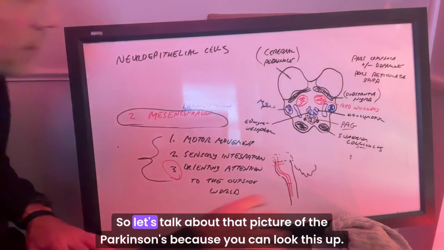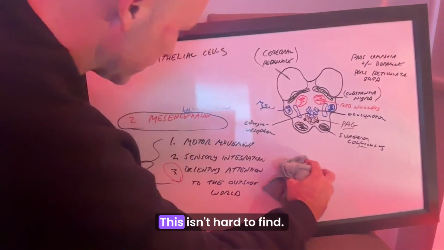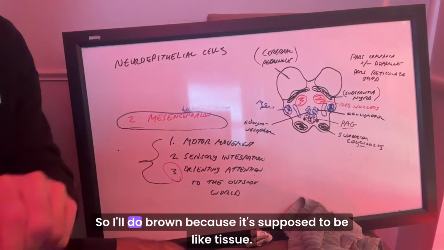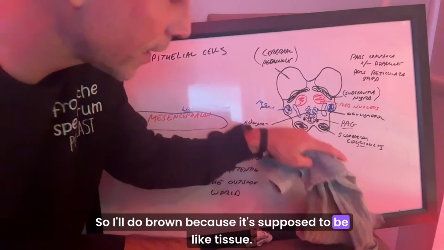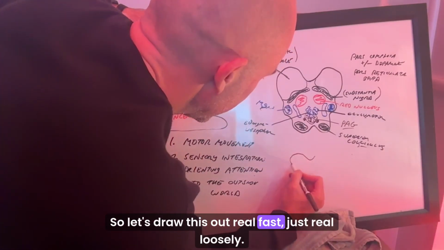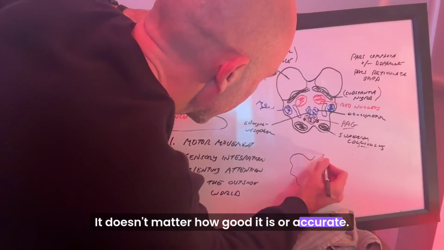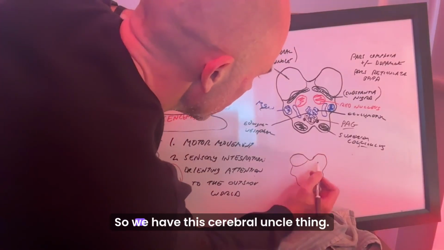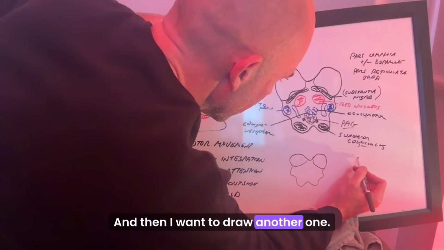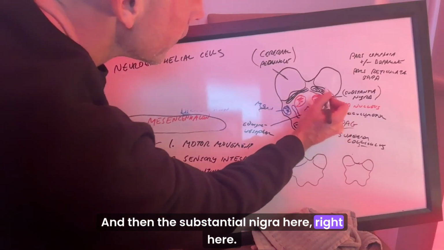The reticular formation is big with this. Of course it is. So let's talk about that picture of the Parkinson's, because you can look this up. This isn't hard to find. Okay, so I'll do brown because it's supposed to be like tissue. Let's draw this out real fast, just real loosely. It doesn't matter how good it is or accurate. Okay, so we have this cerebral peduncle thing. Then I want to draw another one. And then the substantia nigra, right here.